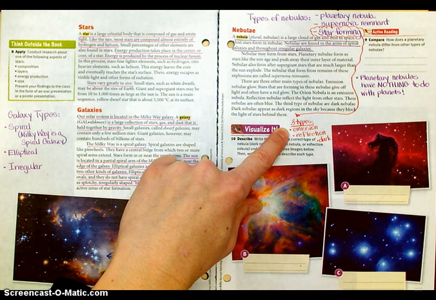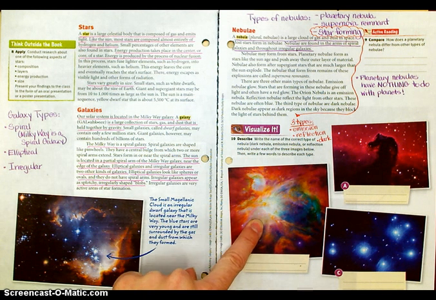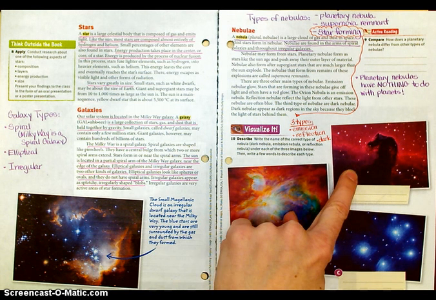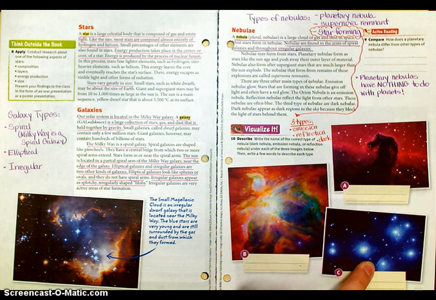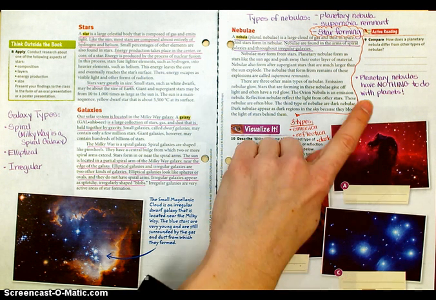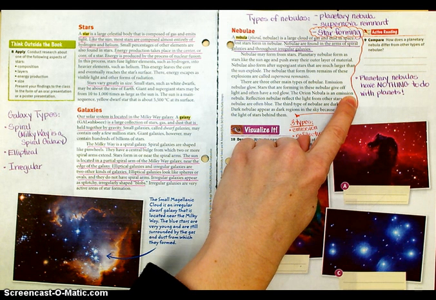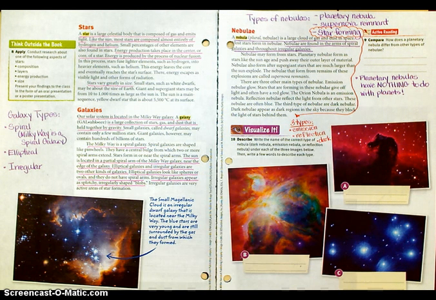Okay? For instance, this is an emission nebula. This is a dark nebula. This blue stuff is a reflection nebula. Okay? The other thing that I want to point out, when we talk about planetary nebulas, please make sure that you understand that planetary nebulas have nothing to do with planets. Okay? If you would like to know why they're called planetary nebulas, you can talk to me on your own.